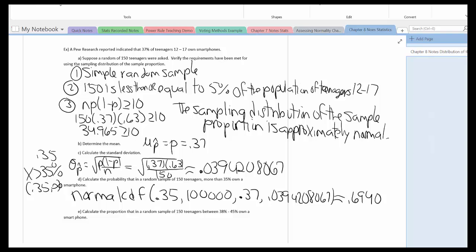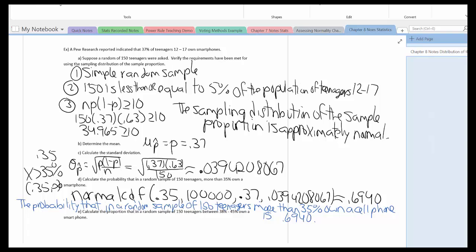Okay, so I'm going to write an interpretation for this problem below. The probability that in a random sample of 150 teenagers, more than 35% own a cell phone is 0.6940.